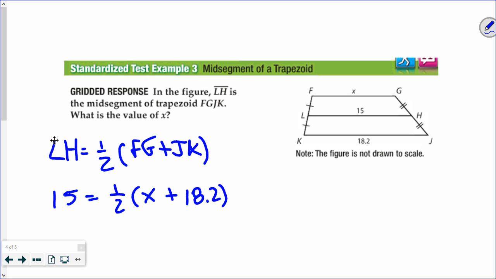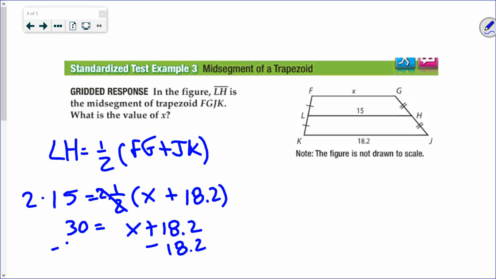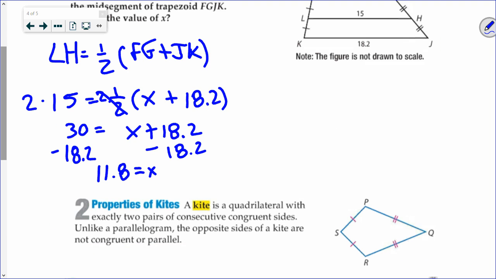To solve this equation, let's multiply by 2 to clear our fraction. So that gives us that 30 is X plus 18.2. Subtract 18.2 from both sides. And we get that X is 11.8. Okay. And that's all we were asked. We were just asked to find X, and that's what we found. All right.